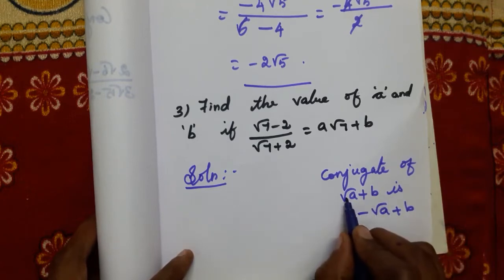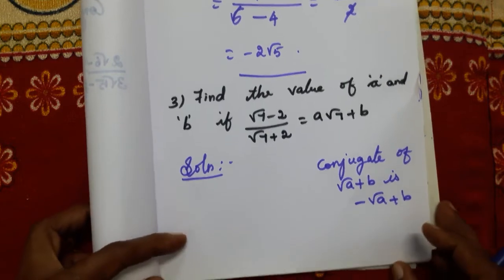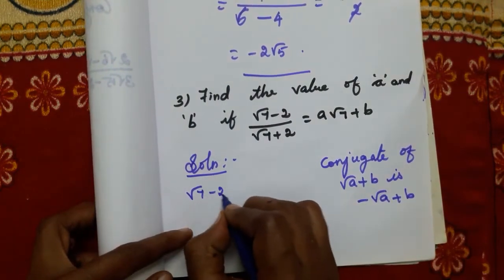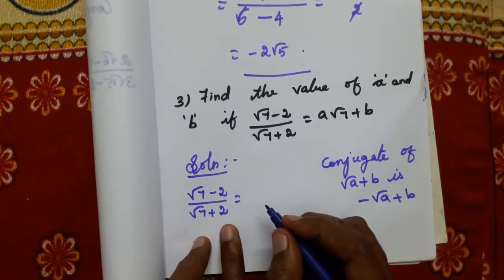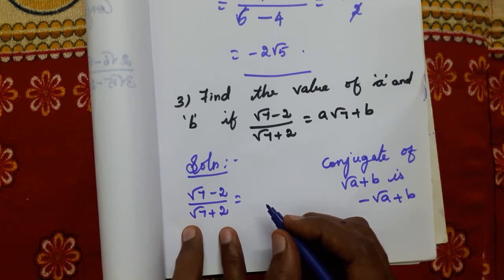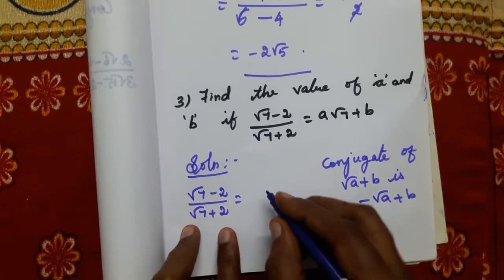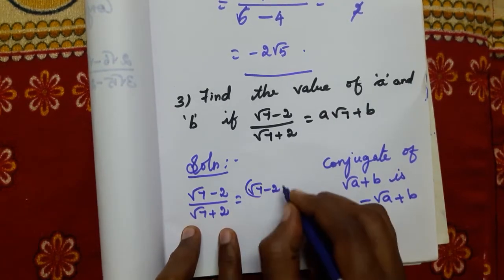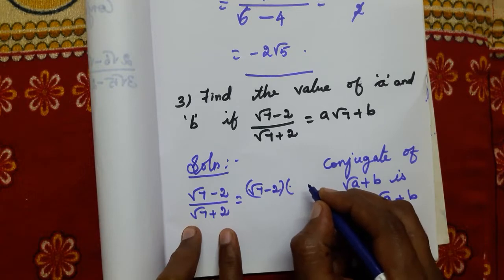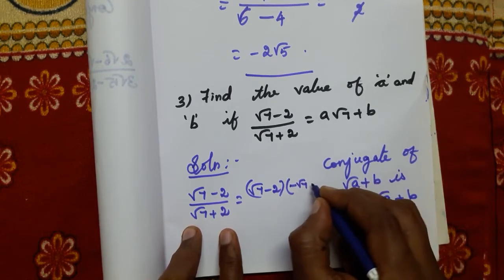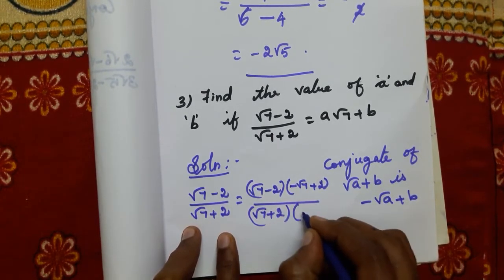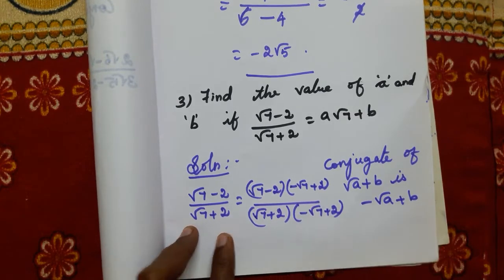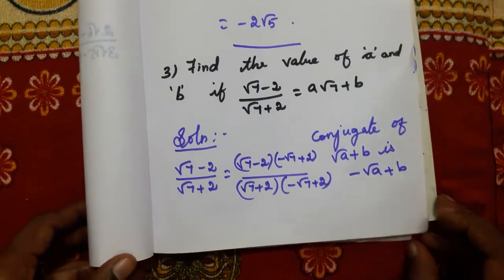The irrational part we have to take here. Plus means here minus we have to take. So root 7 minus 2 by root 7 plus 2. What is the conjugate of root 7 plus 2? Minus root 7 plus 2. So when we multiply root 7 minus 2, here we have to multiply by minus root 7 plus 2. Here also we have to multiply minus root 7 plus 2.